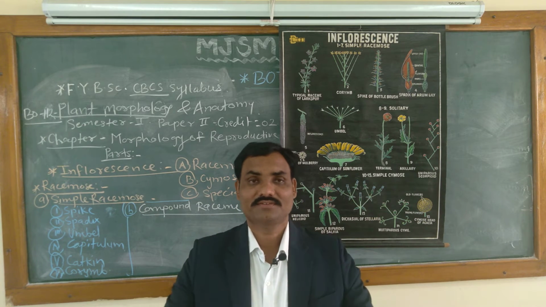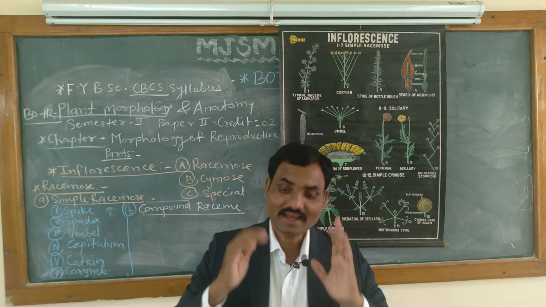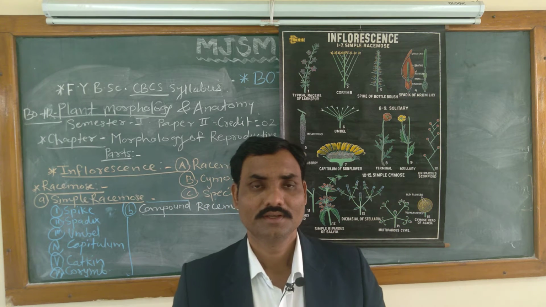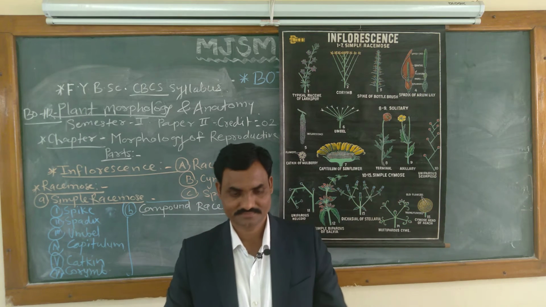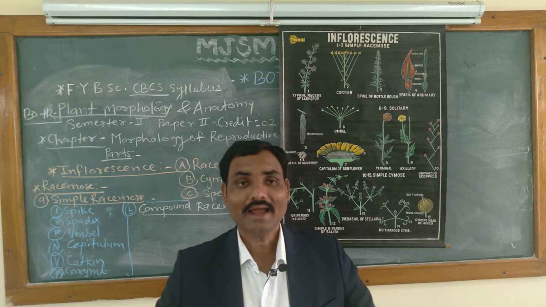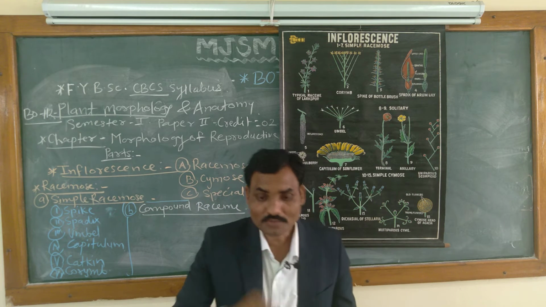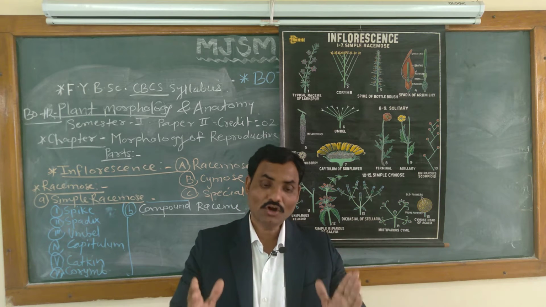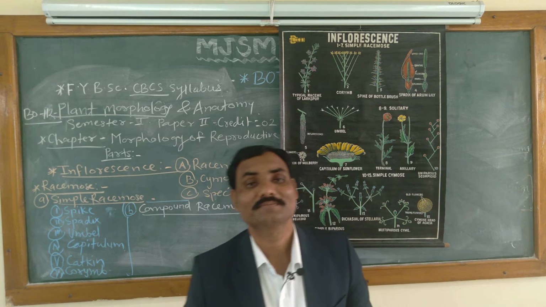It is defined as, listen very carefully, it is a specialized branch which bears a cluster of flowers, and it comprises the main axis, stalks of the individual flowers, bracts, bracteoles, and flowers produced from floral buds.